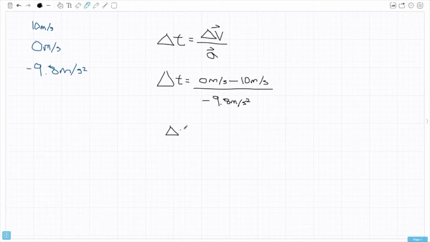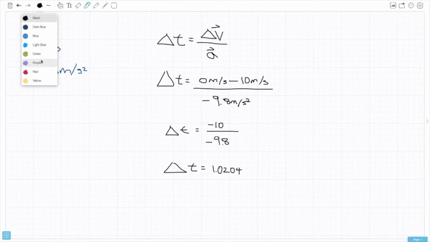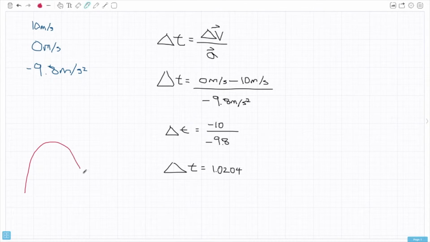This will leave us with negative 10 over negative 9.8. Now this means that it will take roughly 1.0204 seconds for the ball to reach a velocity of 0 if the initial velocity was 10.